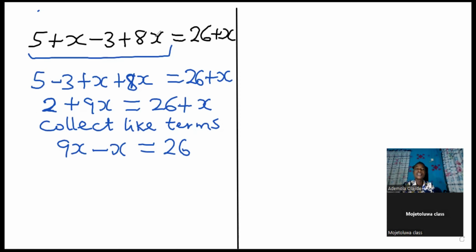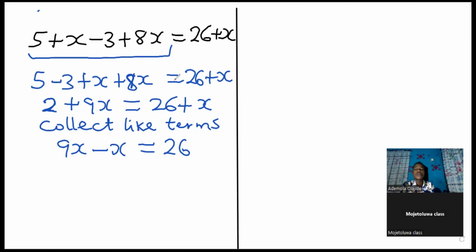Here I said you can first simplify. You can see how I underline them with this blue line. For this, first simplify them. Those that are like, those without letters, move them together. That is why this 5 and this -3 come together here. Then this x and this 8x also come together here. You now say 5 minus 3, you gave me 2, and x plus 8x gives 9x.